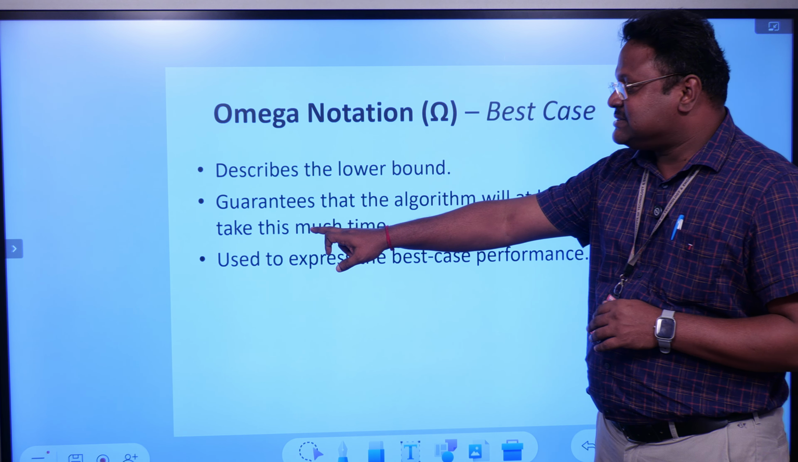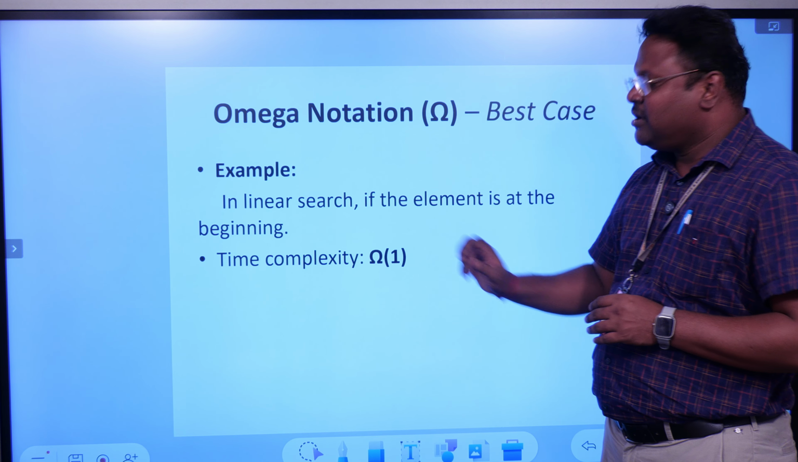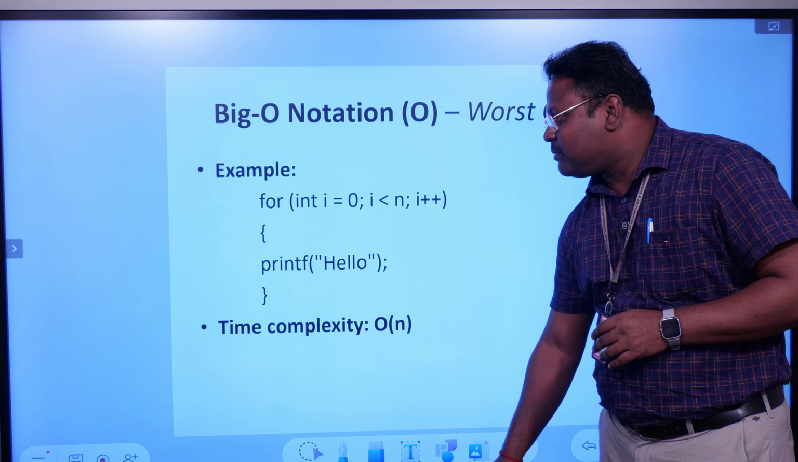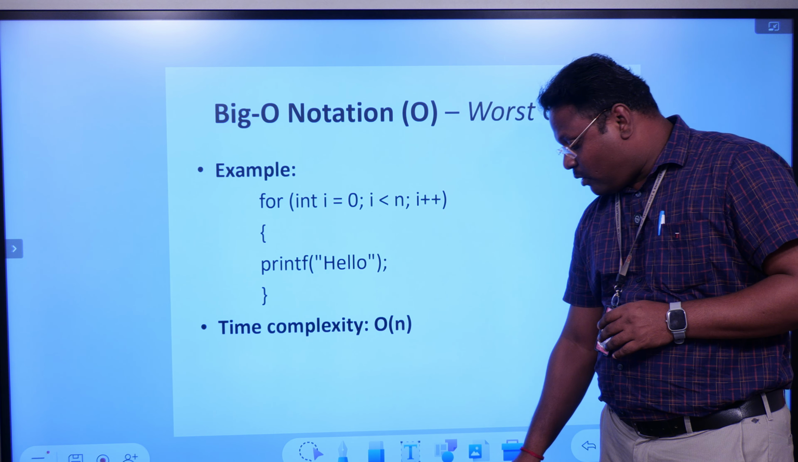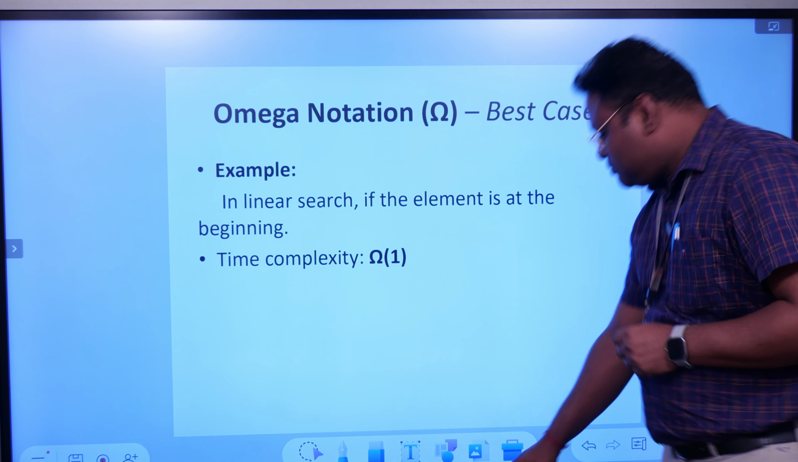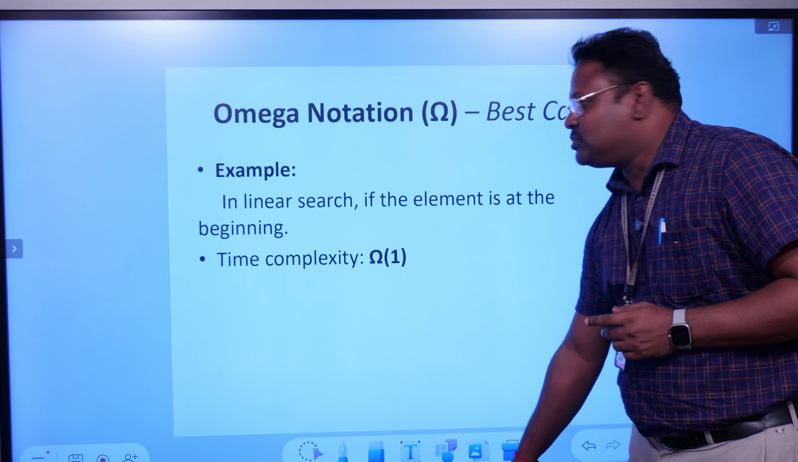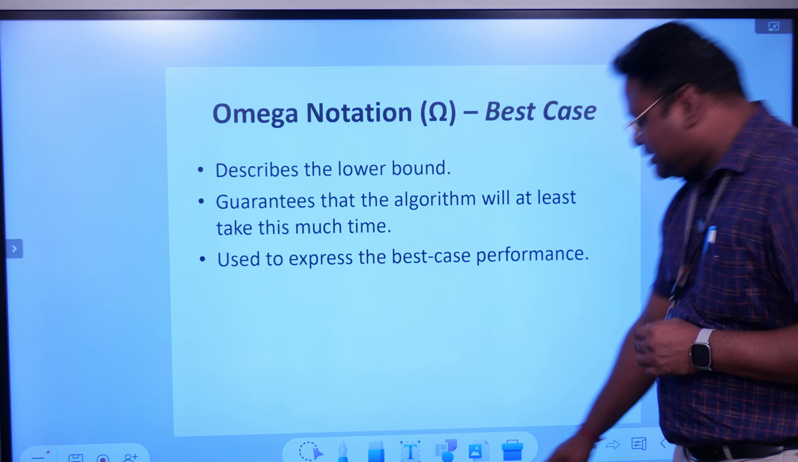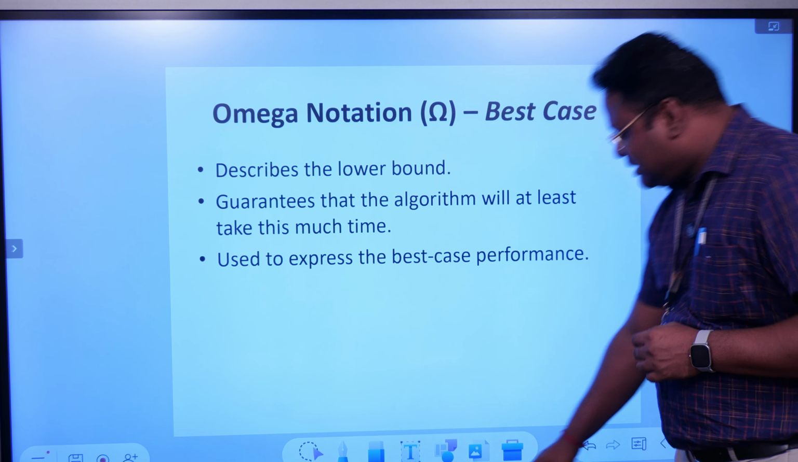For omega notation, I have given linear search. We all know that in linear search, when the element is found at the beginning, the complexity will be omega of 1. The time complexity will be big O of n. Here it will be omega of 1. So we have clearly understood these two things. Omega notation is the best case.